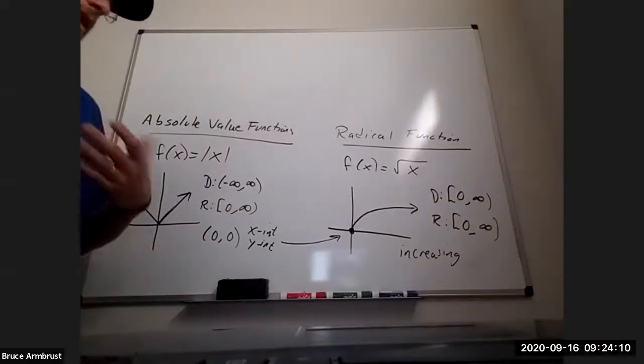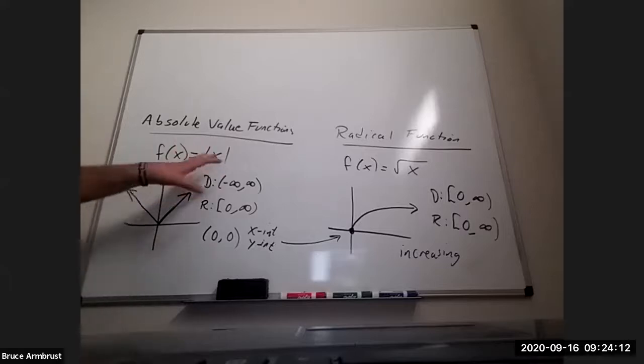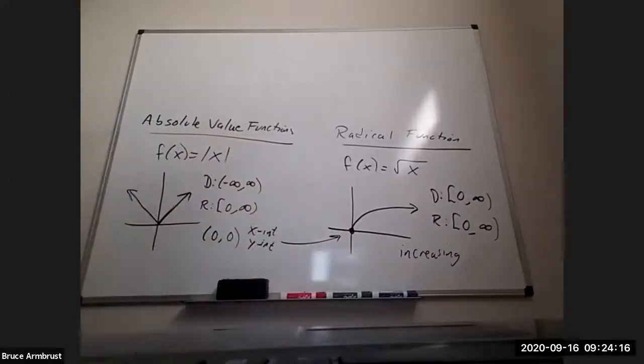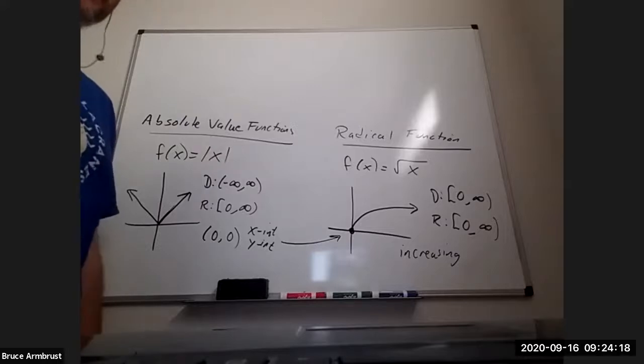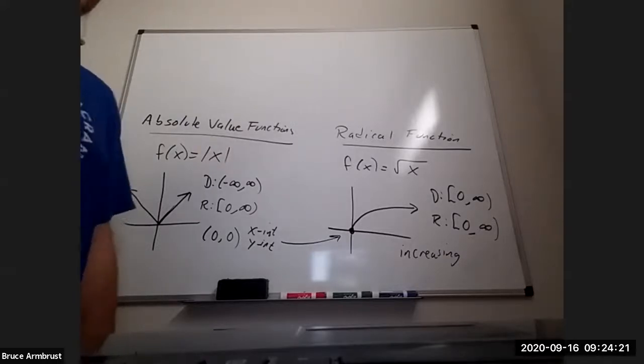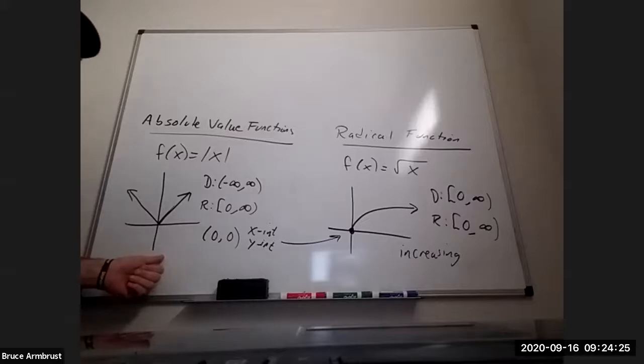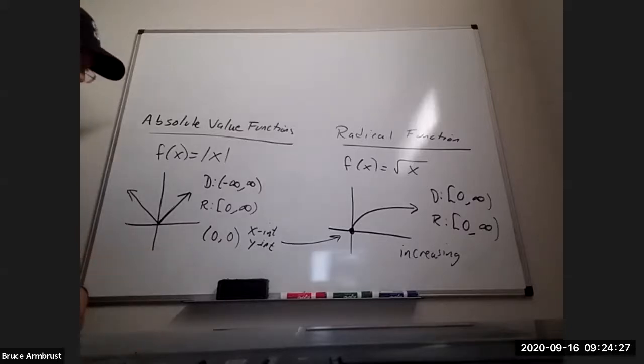I didn't mention this with absolute value, we'll back up to it in a second. But notice that the radical function is not even. It's also not odd. It doesn't have either of those symmetries. But absolute value does. Absolute value function, which one is that, even or odd?